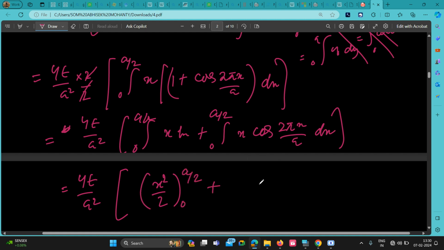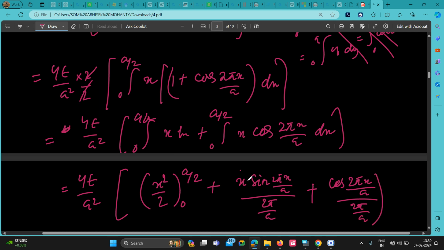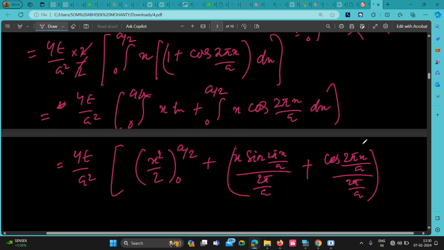Plus this integration I have to do by parts. It will be x into sine 2 pi x by a divided by 2 pi by a, minus, x differentiated is 1, minus sine becomes cos, so plus cos 2 pi x by a, divided by the square of 2 pi by a. You have to do it fast yourself. This much, and yeah, this is right, from 0 to a by 2.